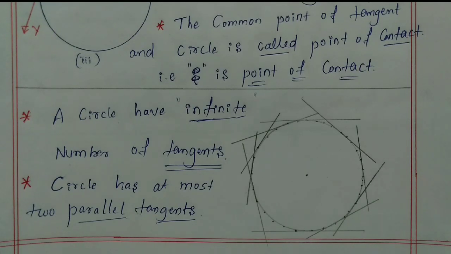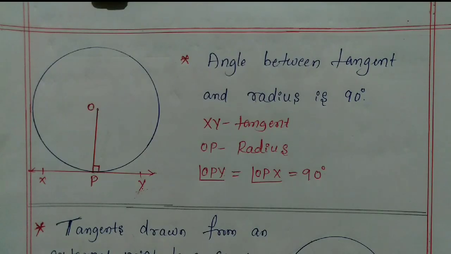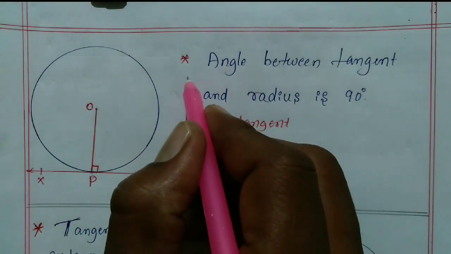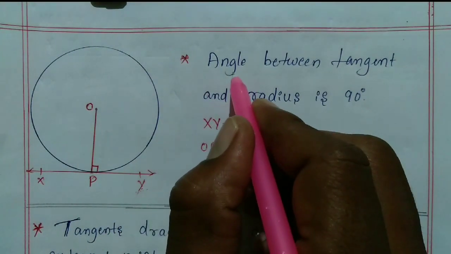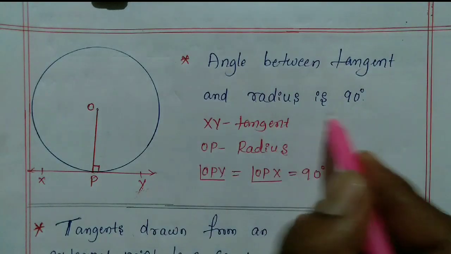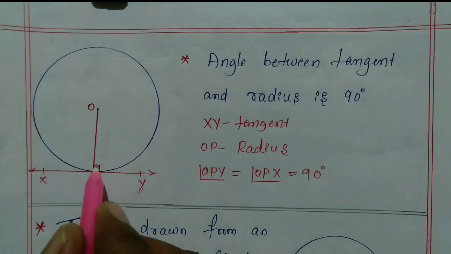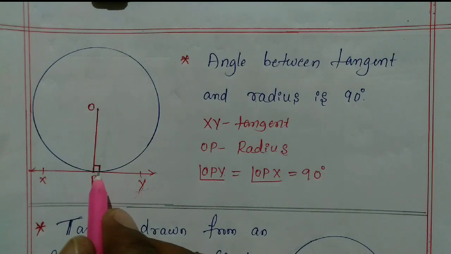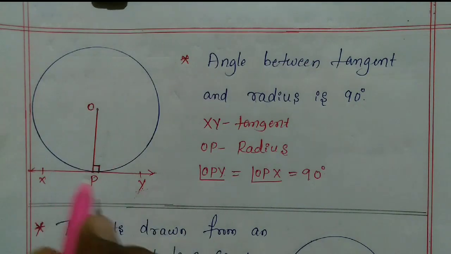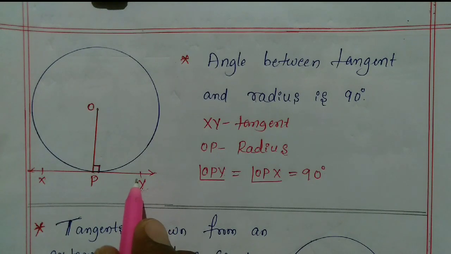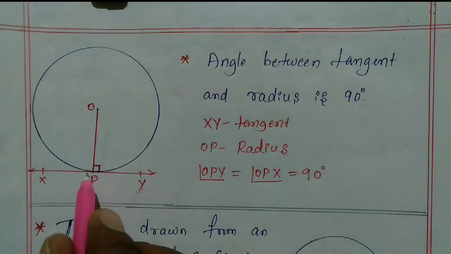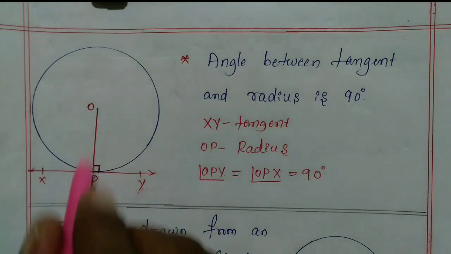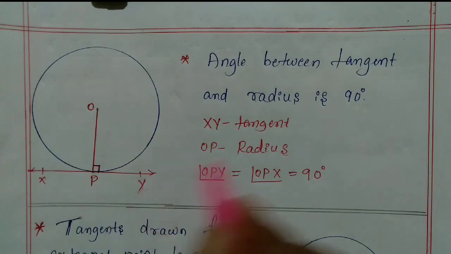Next, this is also a very important point: the angle between a tangent and the radius is 90 degrees. So the angle between this radius and tangent is 90 degrees. In this figure XY is the tangent and OP is the radius. The angle between this tangent and radius is always 90 degrees.